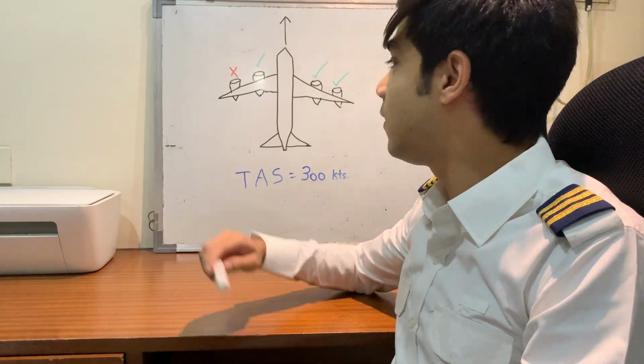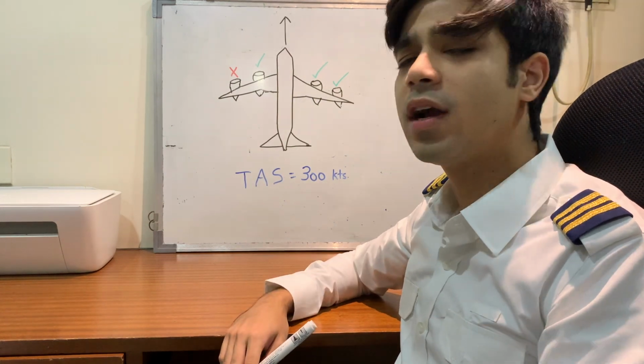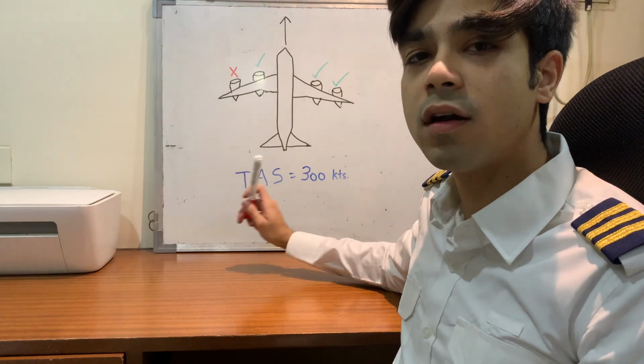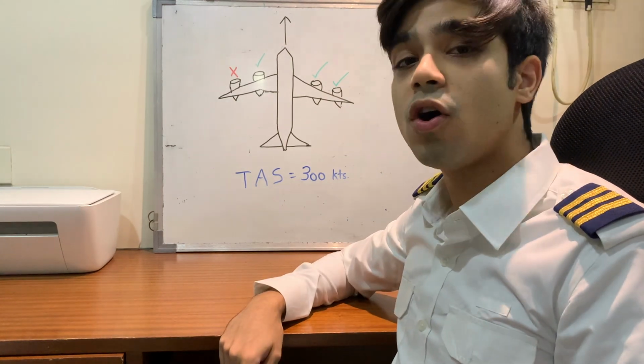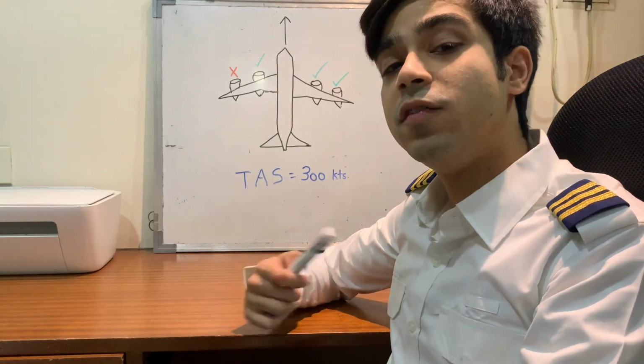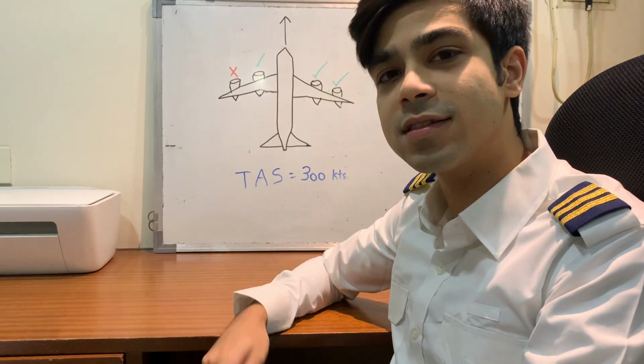One of his engines went kaput. So now because of that, he was earlier flying at 400. Now he can't maintain the same speed. So now his new TAS is 300 knots. This is known as your reduced TAS, also known as your 3-engine TAS. And the previous one is known as your 4-engine TAS or all-engine operation TAS.